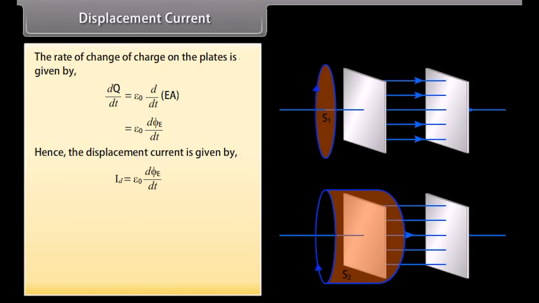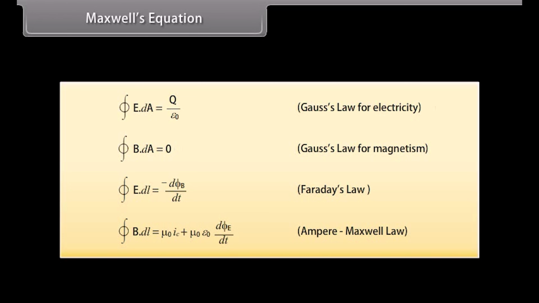Maxwell's equations. The following four equations, called Maxwell's equations, are the fundamental equations in electromagnetism. Gauss' law for electricity: closed integral of E dot dA is equal to Q by epsilon naught. Gauss' law for magnetism: closed integral of B dot dA is equal to 0. Faraday's law: closed integral of E dot dl is equal to minus d upon dt of phi B. Ampere-Maxwell law: closed integral of B dot dl is equal to mu naught I_C plus mu naught epsilon naught d upon dt of phi E.